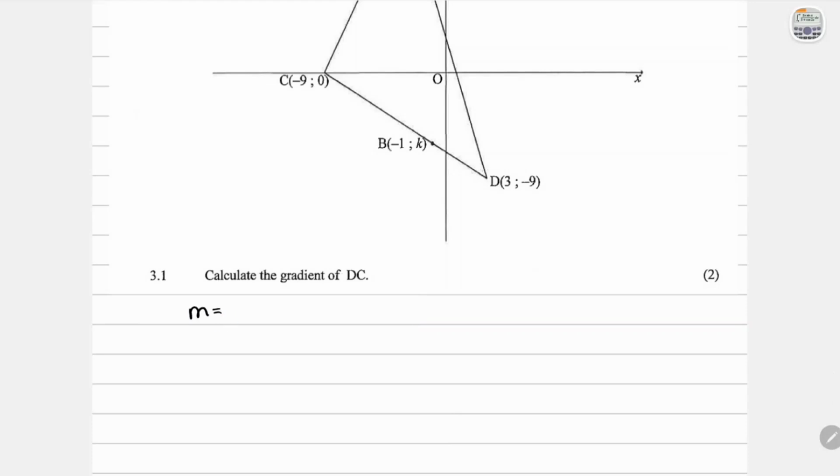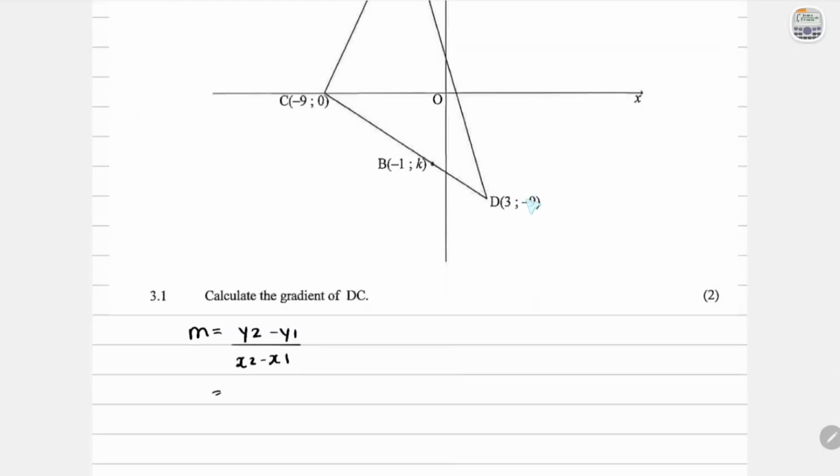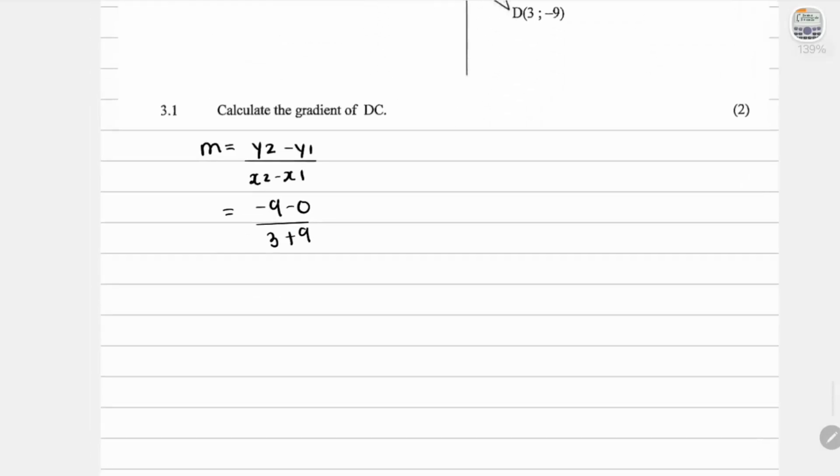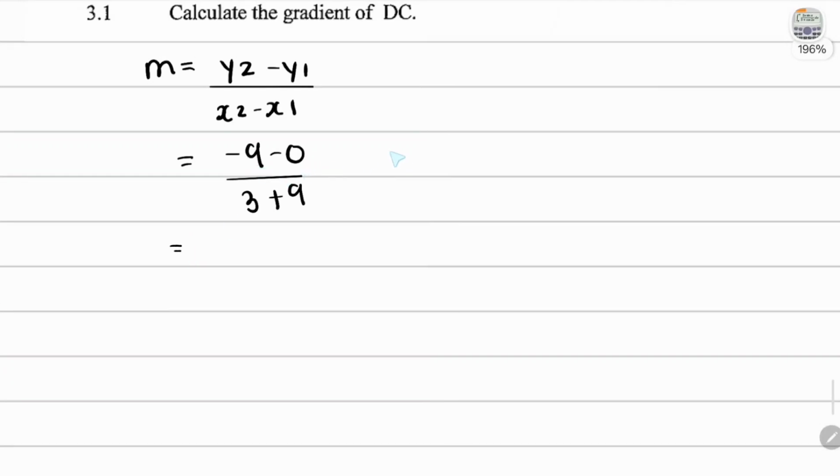is equal to, and we have the gradient formula. And then we can say D minus C. So the D value is minus C, which is negative 9 minus 0 all over 3 minus negative 9, which becomes a plus 9. Okay, so this is equal to negative 9 over 12. So that is equal to negative 3 over 4. It simplifies to negative 3 over 4. And that is the gradient of DC.